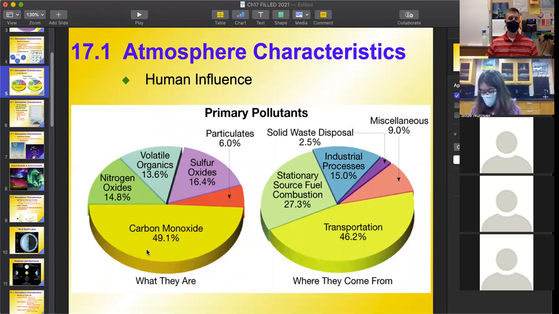As far as pollutants, we're not going to talk about this one too much. Just the fact that transportation is the biggest source of atmospheric pollution, and the largest specific pollutant is carbon monoxide, which is a byproduct of internal combustion engines, and it's pretty nasty stuff. It's poisonous. It basically binds with the hemoglobin in your red blood cells, so your red blood cells can't carry oxygen. So it's pretty nasty.